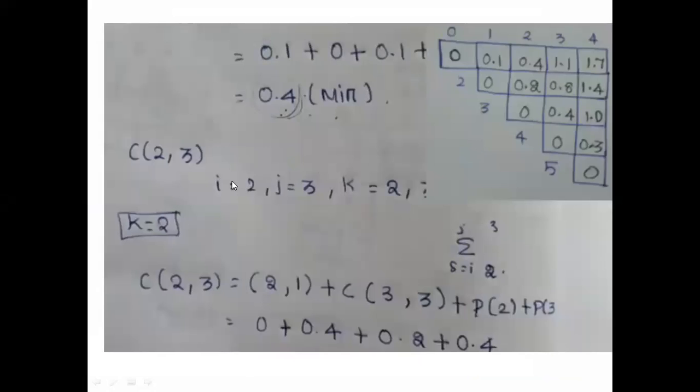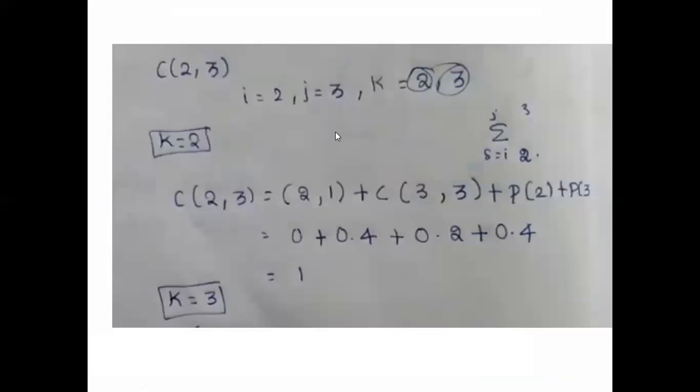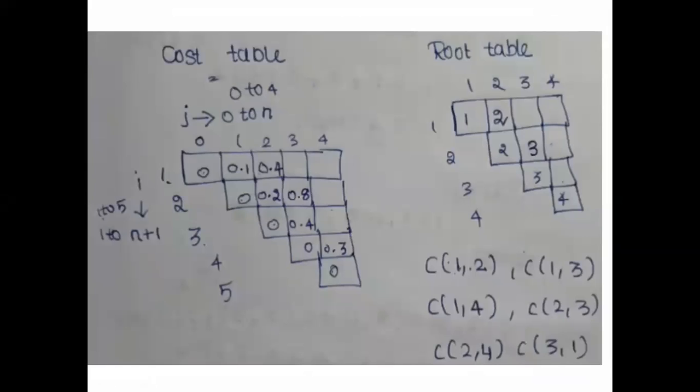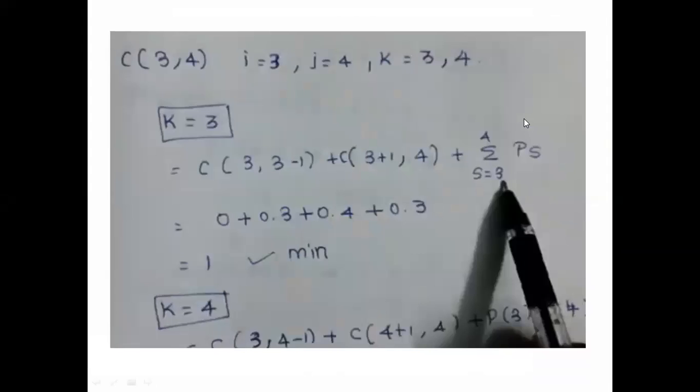When submitting 2, 3, so i equal to 2, j equal to 3, k equal to 2. Okay. First initially submit k equal to 2, next k equal to 3. So for k equal to 2, we are getting the answer 1. Next you submit k equal to 3. So when we are submitting k equal to 3, we are getting the minimum value, 0.4. So here 3.